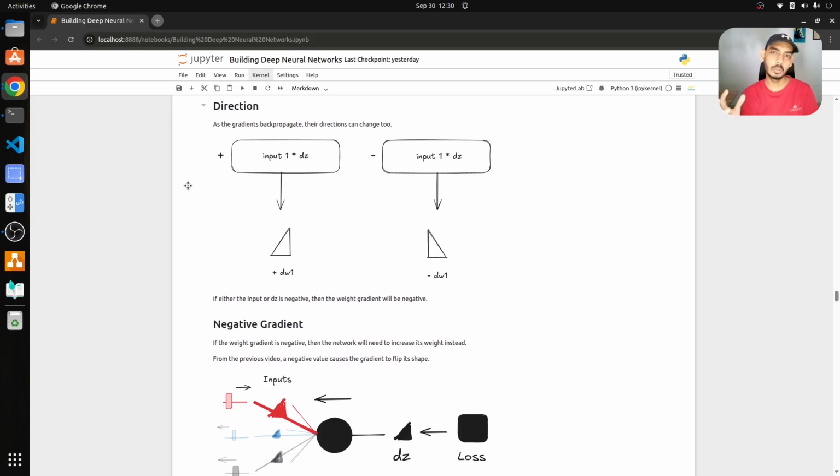We also talked about direction in the previous video, where we discussed how we have to update our weights. If the gradient is a negative value, then we have to increase our previous weight, and if it is a positive value, then we have to decrease our weight. This is the same thing that is happening here. If it is positive, then we have to go down this side. If it is negative, then we have to go down this side.